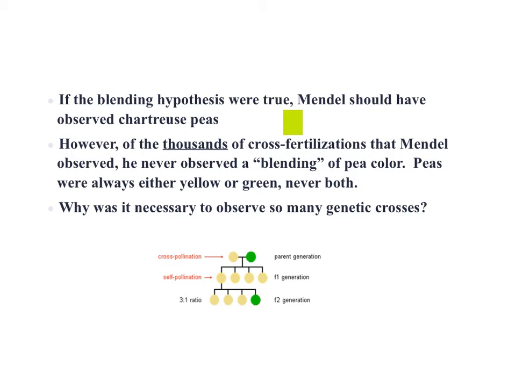Instead, the peas were always either yellow or green, but never both. So why do you think it was necessary to observe so many genetic crosses? Why couldn't you just do it with 1 or 2 pea plants? Hopefully you're thinking along the lines of all the different possibilities that 2 parents could make in an offspring. Think about you, for example, especially if you have a lot of siblings, that your parents could make a lot of offspring that look different. So he wanted to have lots of trials to make sure that there is no way that there could be a blend between yellow and green.